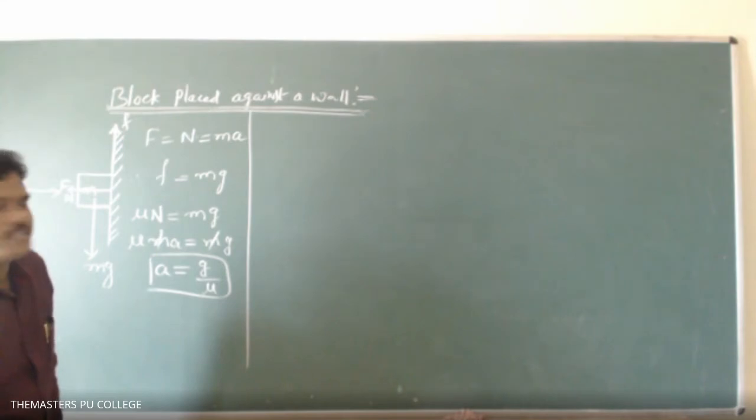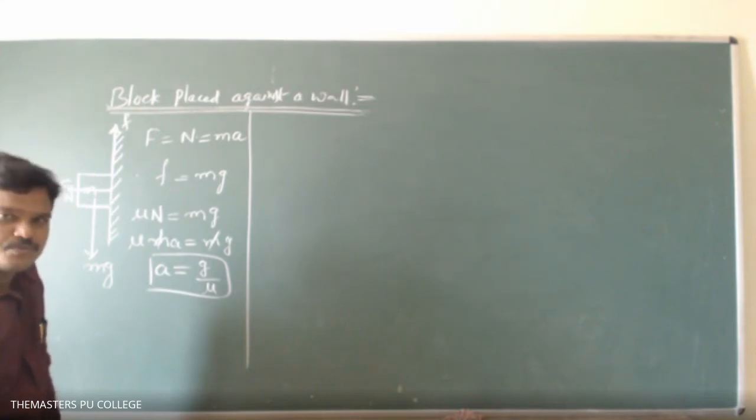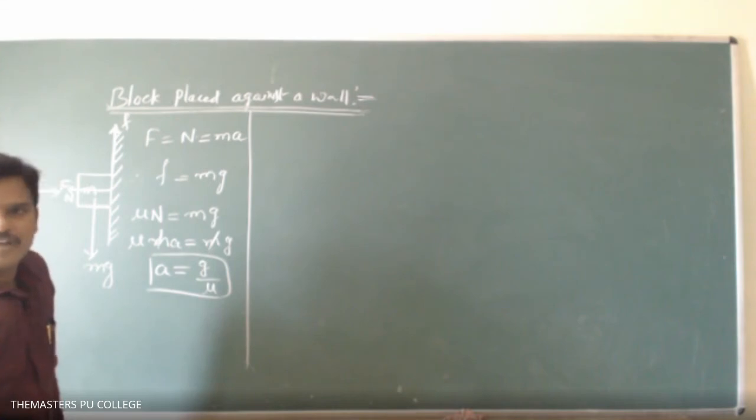Easy thing, there is nothing tough. If they ask you to find the acceleration of the block, you can use g by mu. If they have given mu, we can directly write it: g by some value, 10 by some value, 0.5 or something they will give.